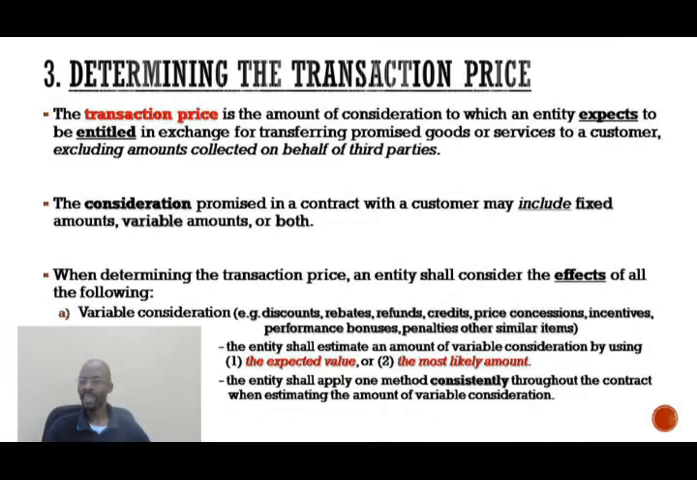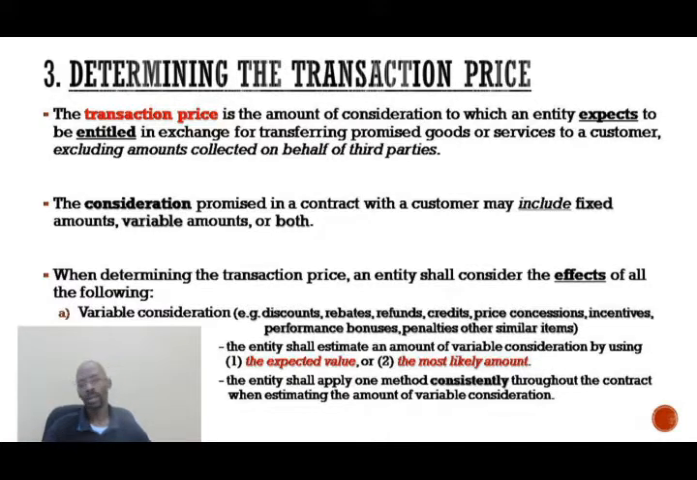And then an entity shall estimate an amount of variable consideration. We can use the expected value to estimate our discounts or rebates, or even the penalties which are most likely that a company will pay. And then the entity shall apply one method consistently throughout the contract when estimating the amount of variable consideration.